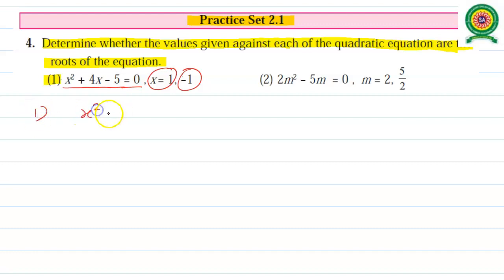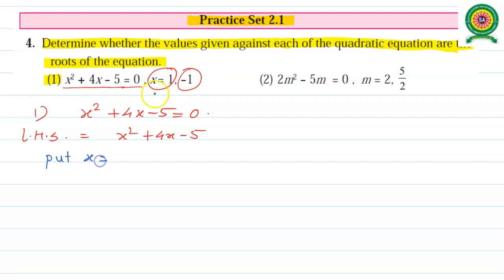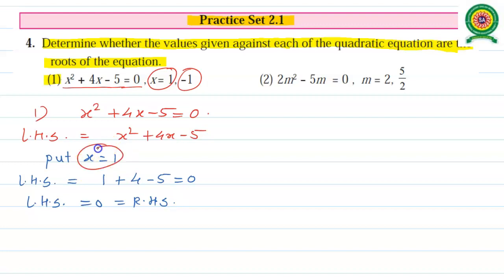So we have the quadratic equation x square plus 4x minus 5 equals 0. Let's consider the LHS: x square plus 4x minus 5. Let's first substitute the given value x equals 1. After simplifying the LHS, 1 square is 1, 4 ones are 4, and minus 5, so we get 0. So after simplifying, the LHS is 0, which is exactly the RHS. That means x equals 1 satisfies the given quadratic equation, so we can say x equals 1 is a root of the given quadratic equation.